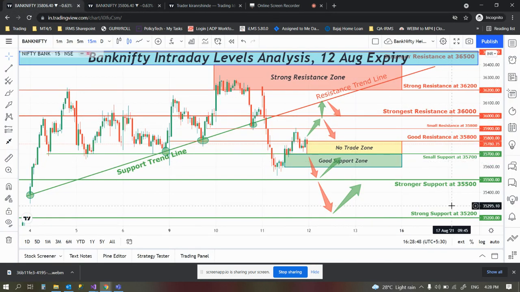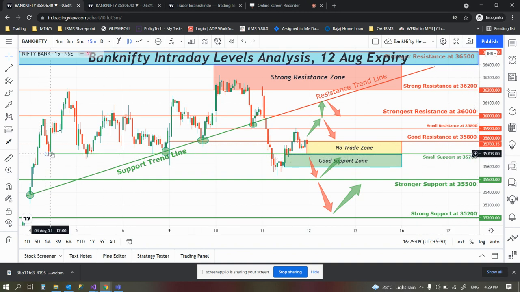Now let us move on to the intraday levels. What are the support and resistance levels? Let us see. At the bottom we have strong support at 35,200. Stronger support is at 35,500. We have a small support at 35,700. Why did I say small support?